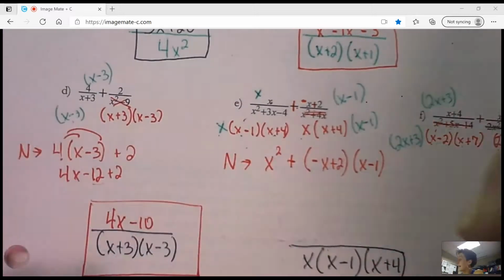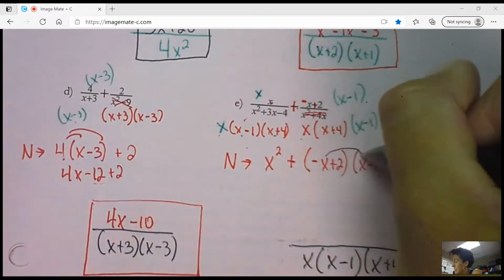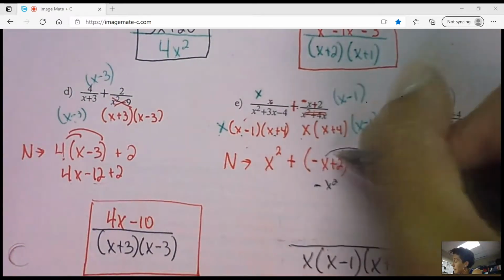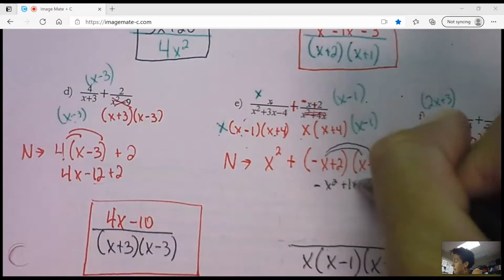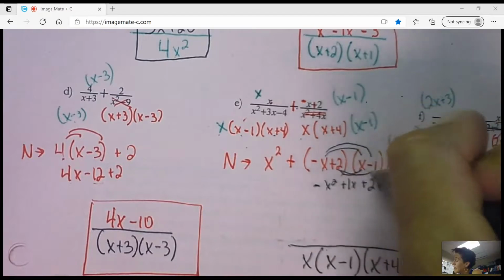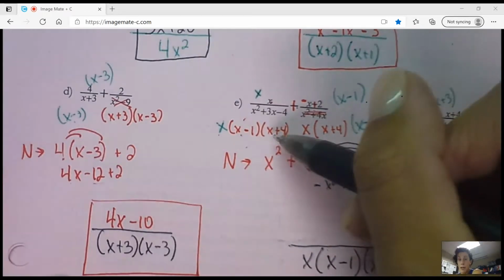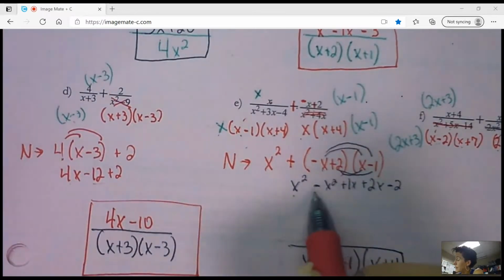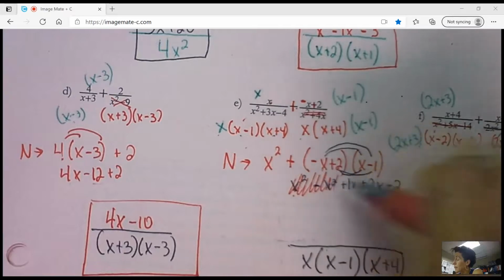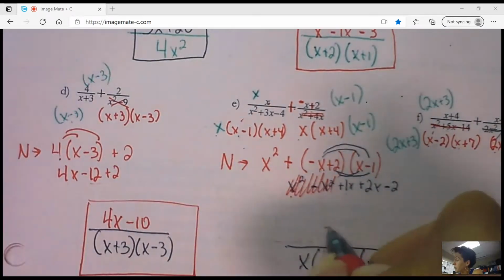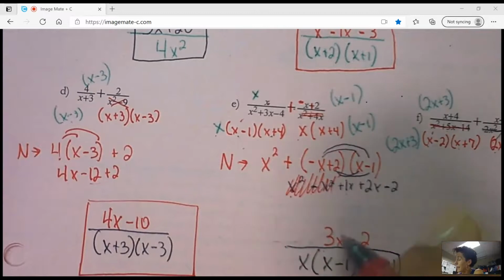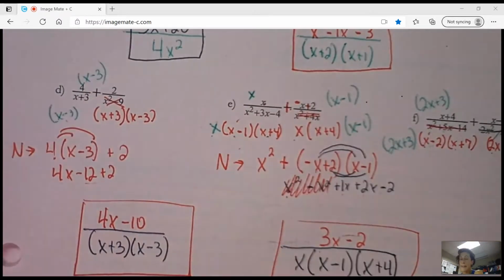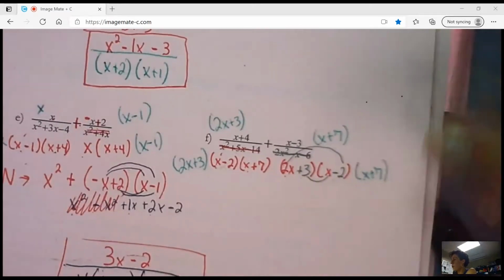So now to simplify it, I will have to multiply here, have the neighbors meet the neighbors. So I'm going to get a negative x squared, a positive 1x, a positive 2x, which I'm going to write side by side this time, and a negative 2. I'm going to drop down this positive x squared, and then what you're going to see happen is this x squared and this negative x squared will cancel each other out. 1x and 2x is 3x with the minus 2, which I can't combine because those aren't like terms, and that one's done.